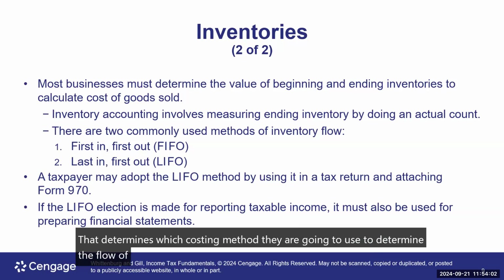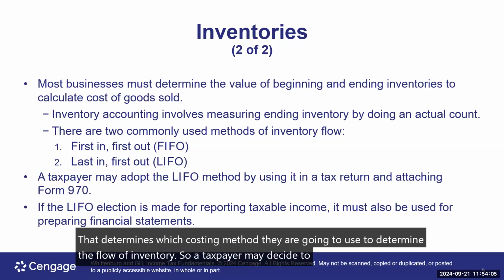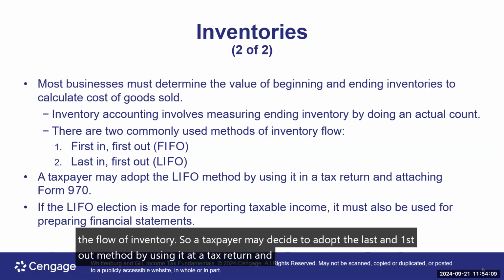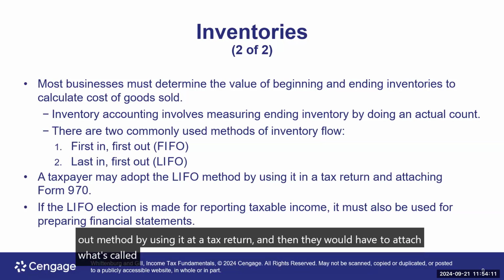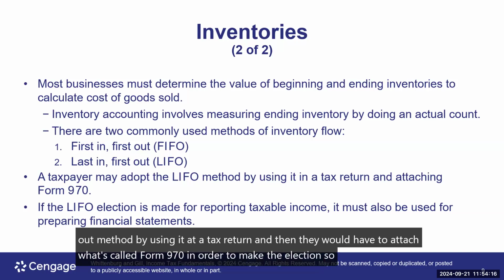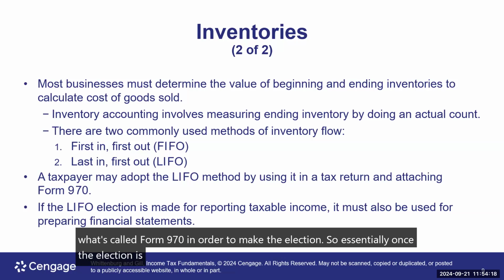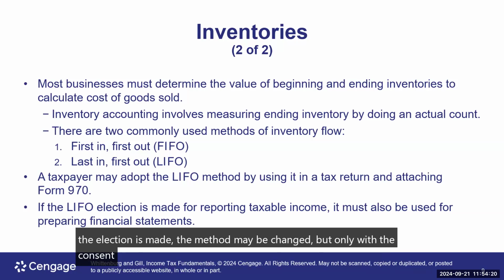So a taxpayer may decide to adopt the last in, first out method by using it in a tax return, and then they would have to attach what's called Form 970 in order to make the election. Essentially, once the election is made, the method may be changed, but only with the consent of the IRS. So the IRS has to approve that change.